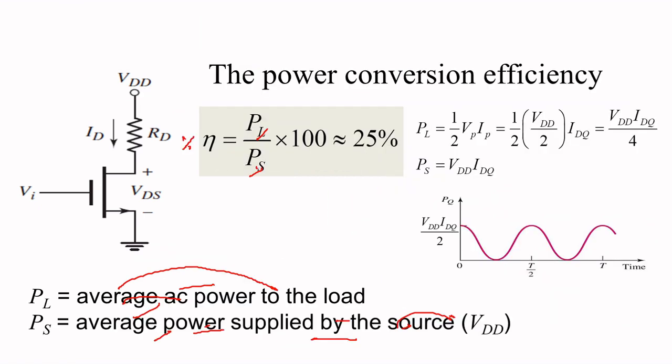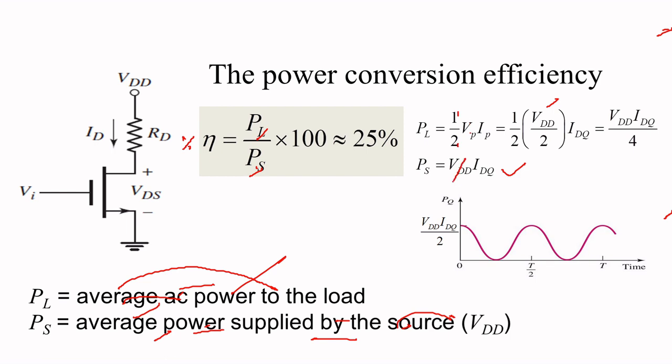Now you know what your PS is. The PS is nothing but your VDD into IDQ, the average power delivered from your supply voltage VDD. When you find your load power, that is the average AC power to the load. In terms of peak voltage, we should write it as 1 by 2 Vp into Ip, that is peak voltage into peak current.